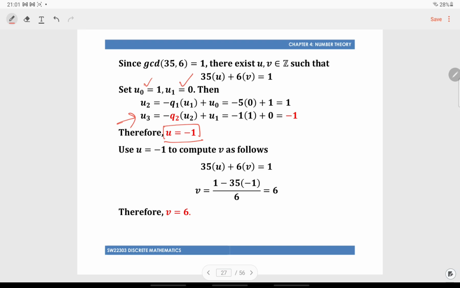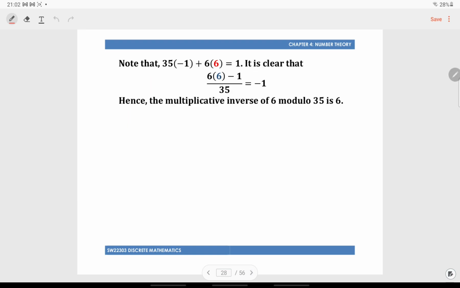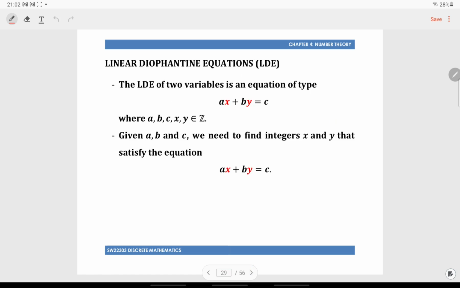We insert -1 into the equation 35u plus 6v. So we substitute u equal to -1, and then we can solve this equation, because the remaining unknown value is v. So v equals 6. Because 6 is already a positive number, there is no need to convert it. So just maintain the answer v. So the multiplicative inverse of 6 modulo 35 equals 6. So this is the way to verify if the question asks you to verify.